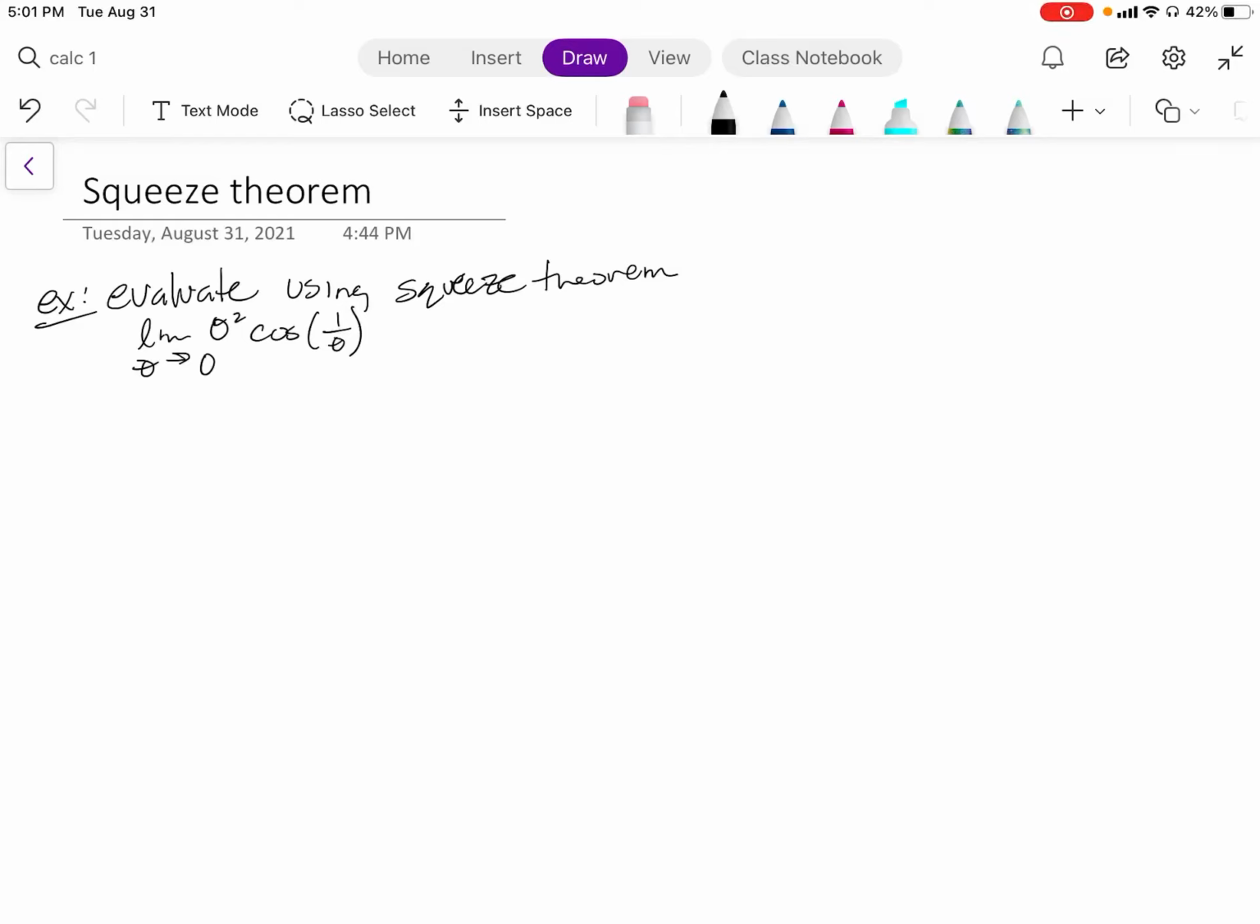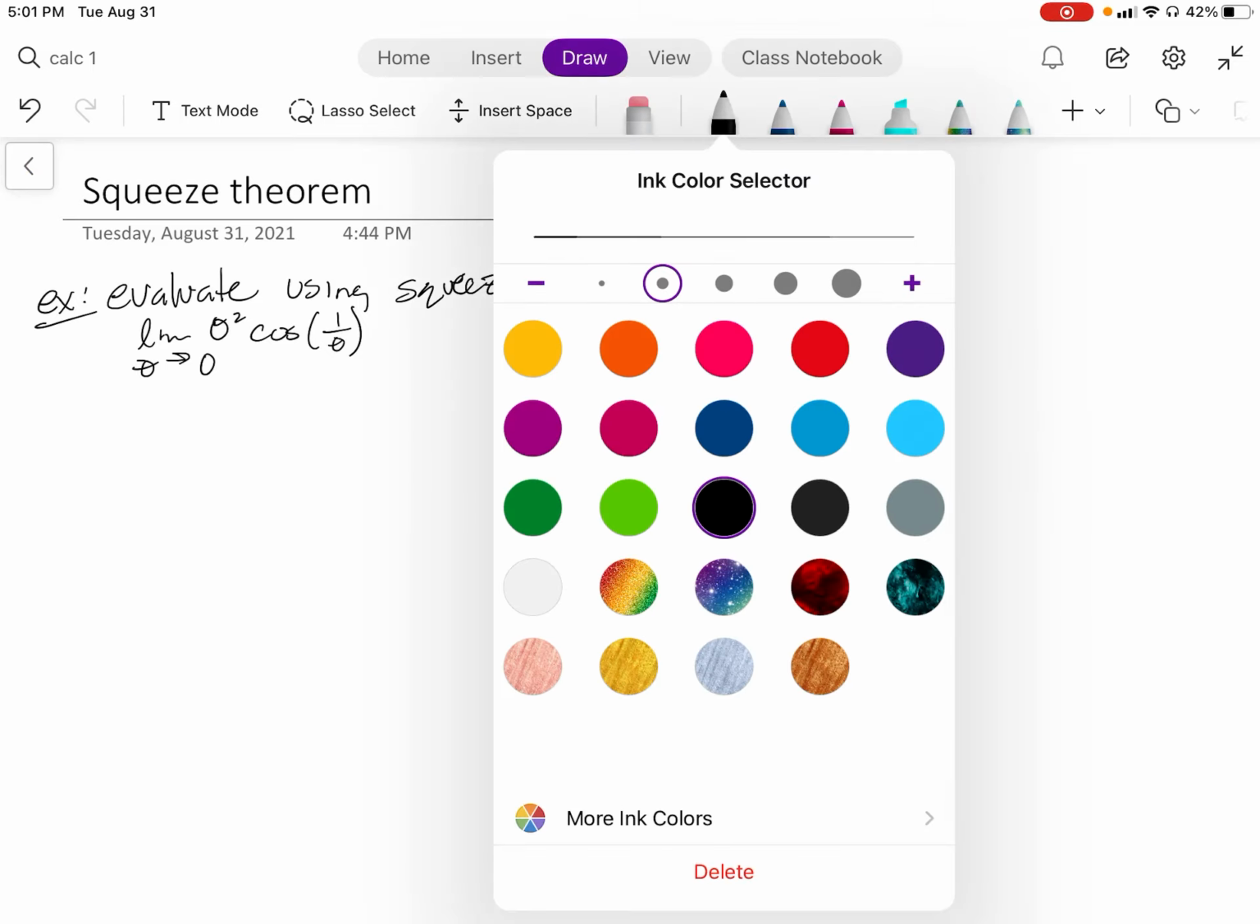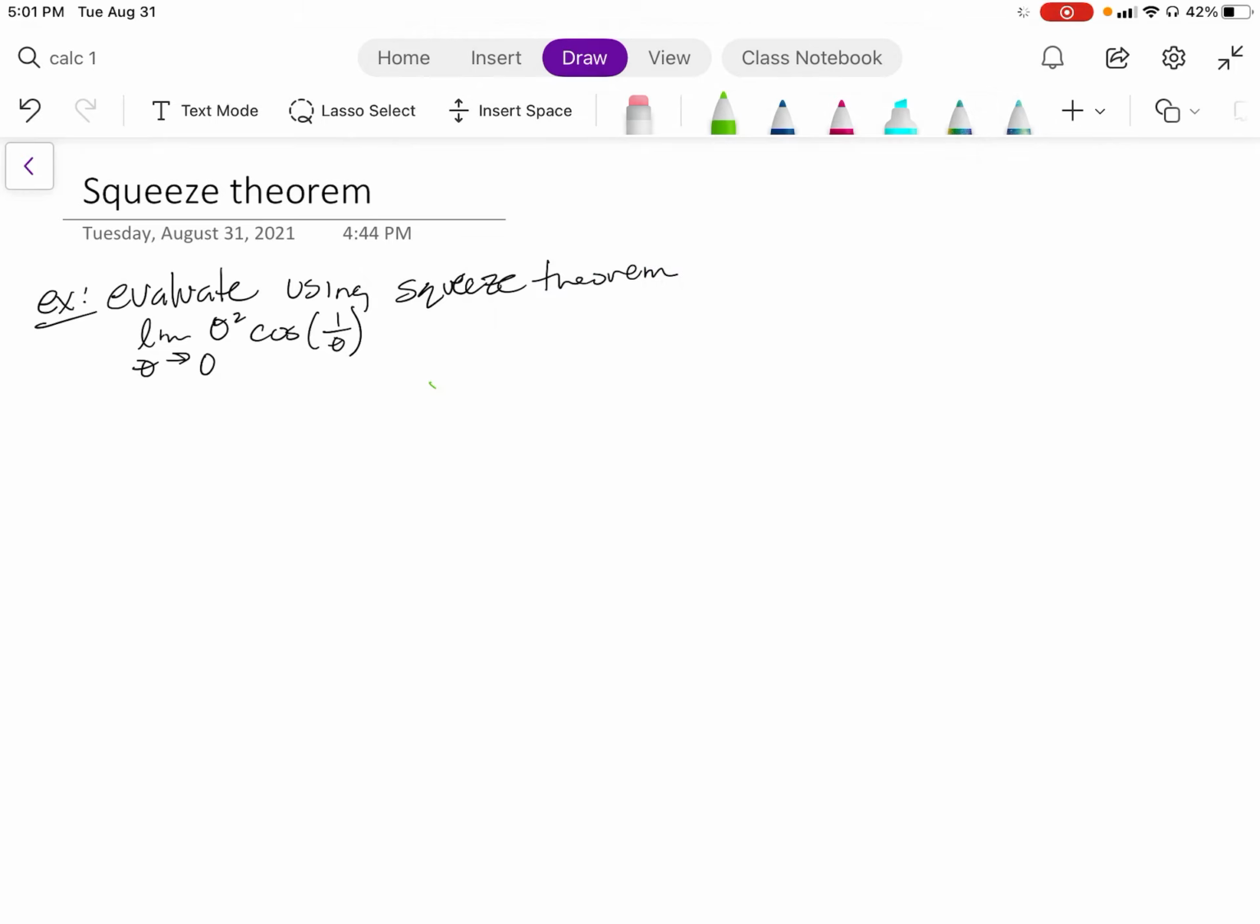All right, here's an example using the squeeze theorem. The idea behind that is we need to find two functions that would squeeze this function posed here, theta squared cosine 1 over theta, in order to evaluate that limit. Because we can see right off the bat here that I can't just use direct substitution.